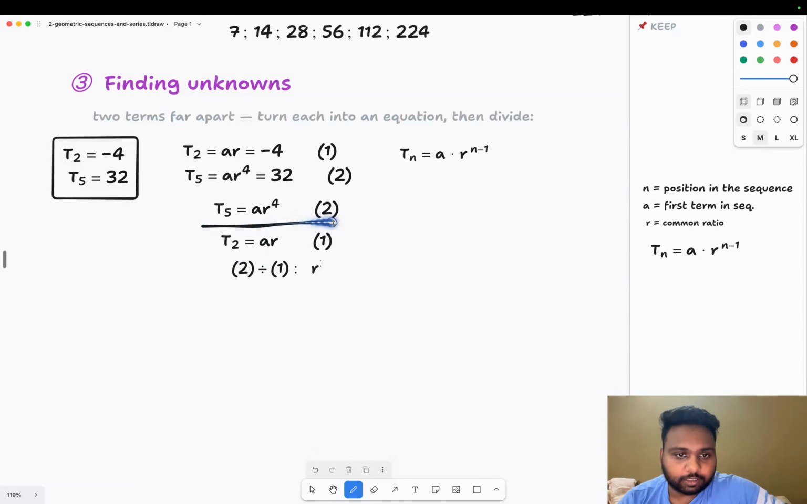We are going to divide these by one another. We are going to divide 2 by 1, and then when we divide, a is going to cancel out. And this is going to become the power of 3. This is going to become r^3, right?